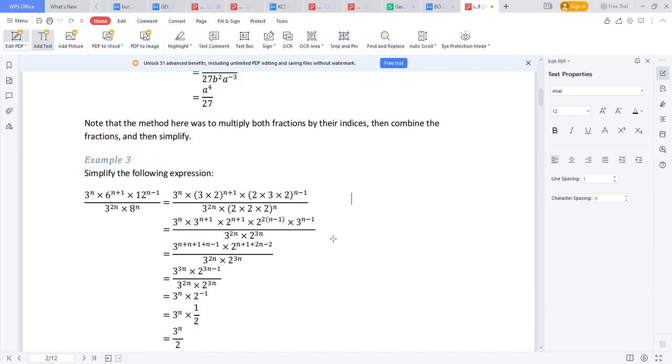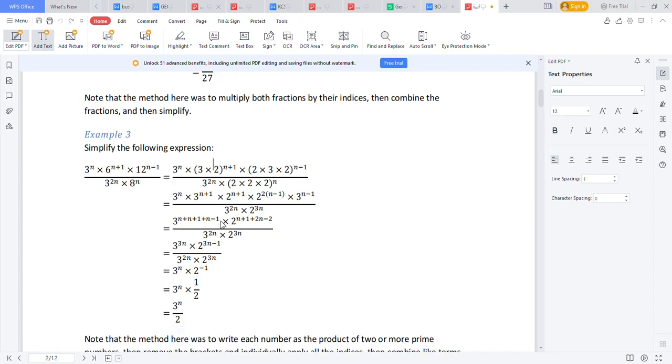Very simple. The first thing you're supposed to know is that 6 is the same as 3 times 2. That's what you are seeing here. Then all of that, remember, it was raised to n plus 1. So it means each of these is going to be raised with this. Do you remember that law I said? Yes, I think you remember. Then 12 is the same as 2 times 3 times 2 raised to that.